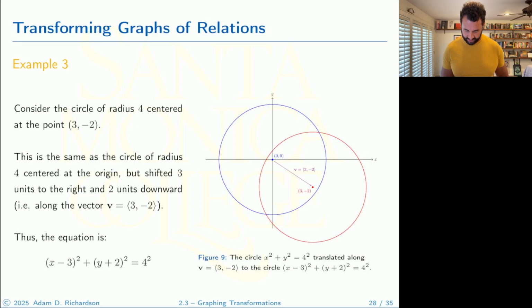Right, let me highlight it right here. There you go. Not too bad. Okay, now let's do another transformation.